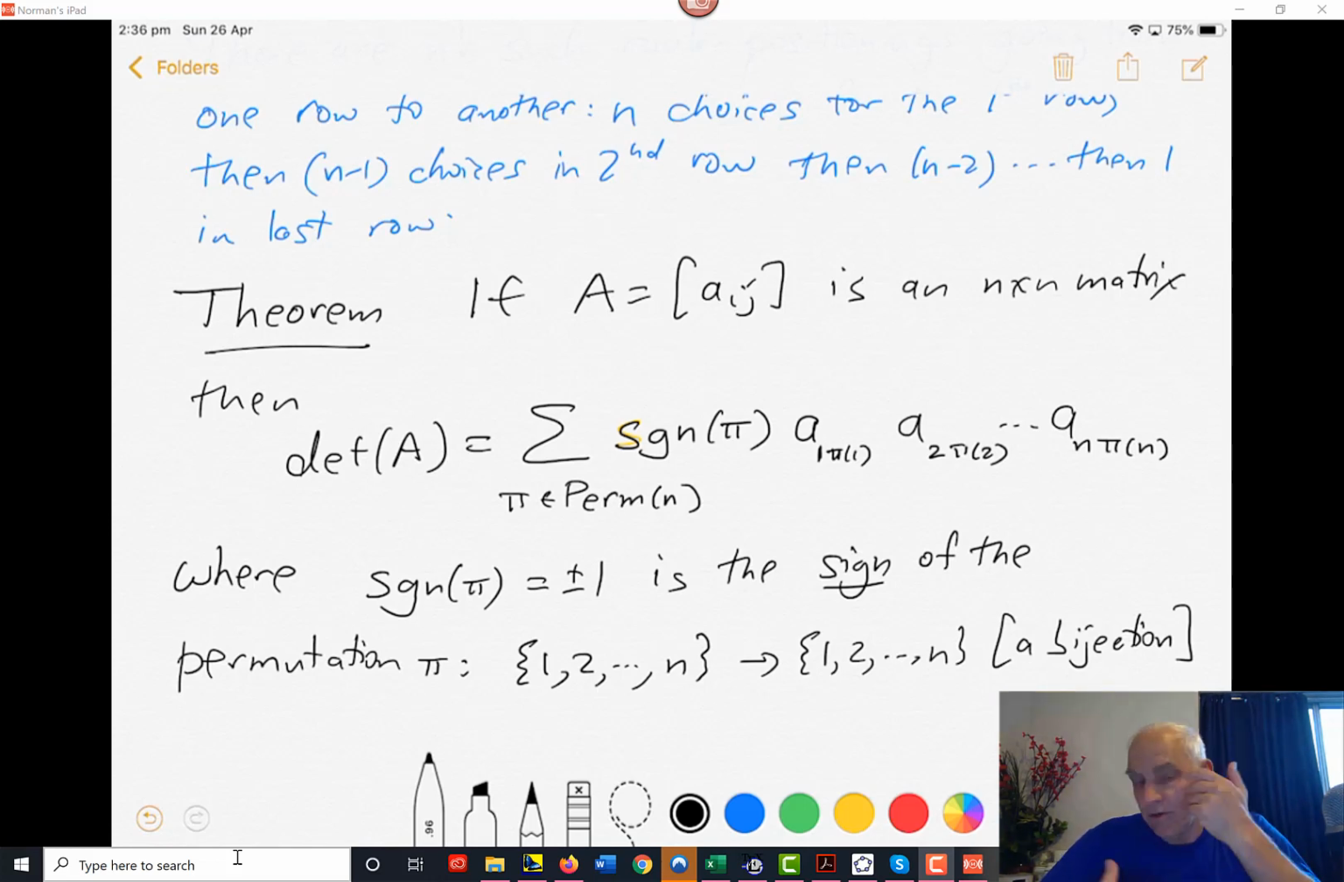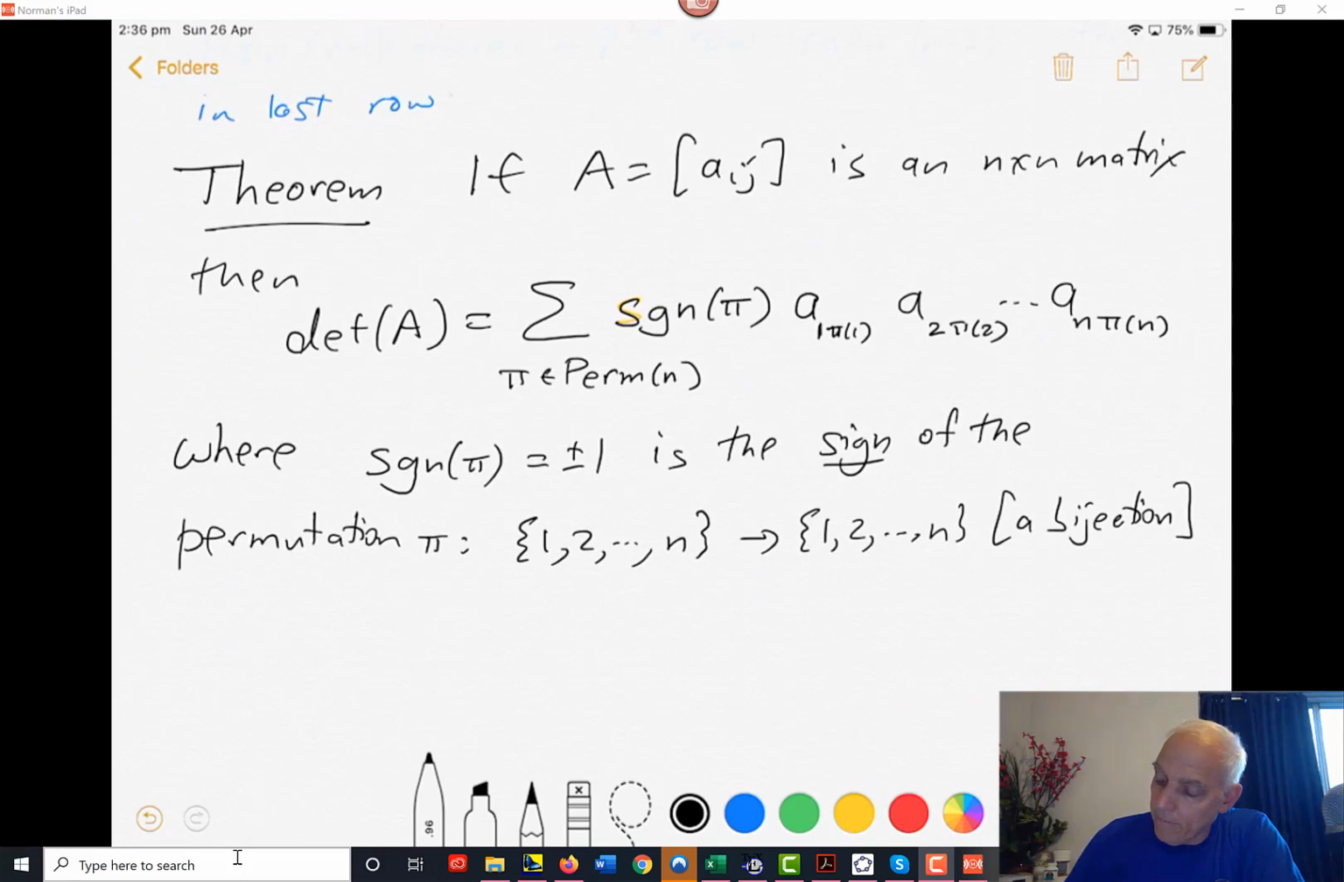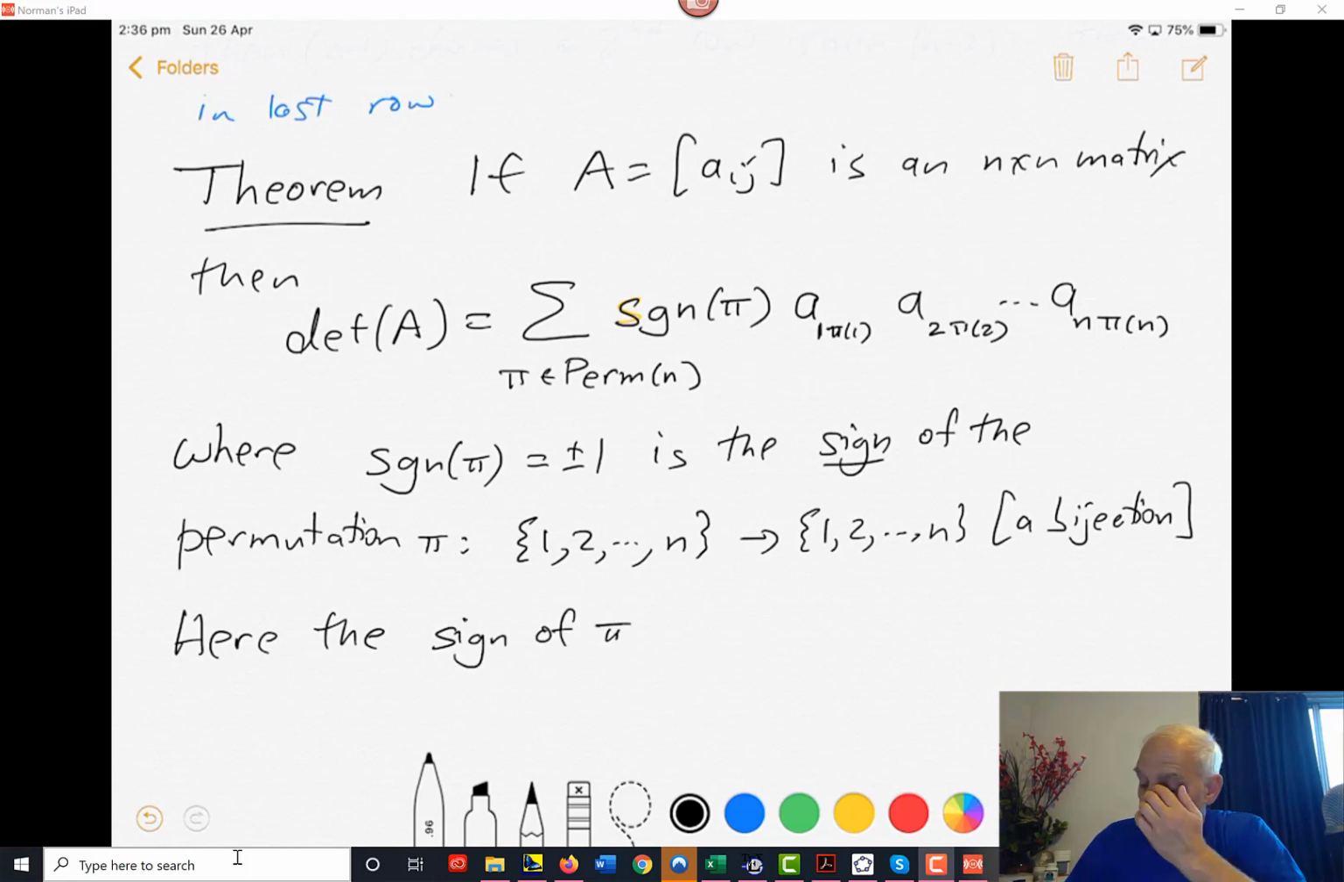Now, I have to complete the story, I have to tell you what the sign is. So here, the sign of pi is -1 to the k, where k is the number of transpositions.